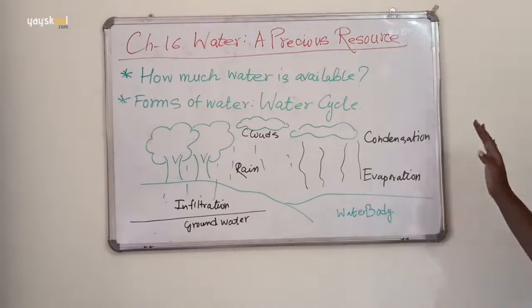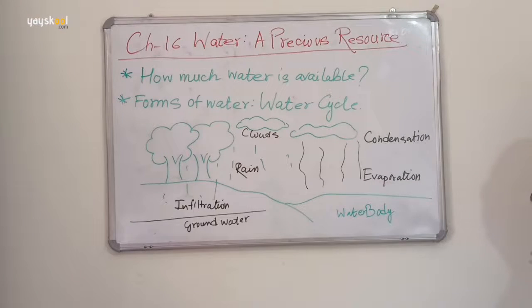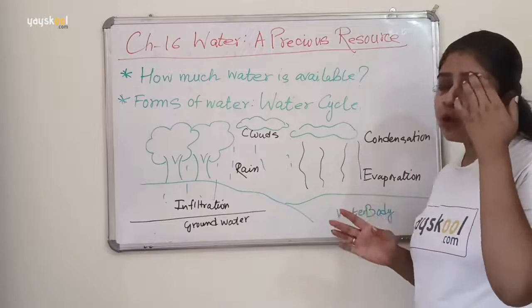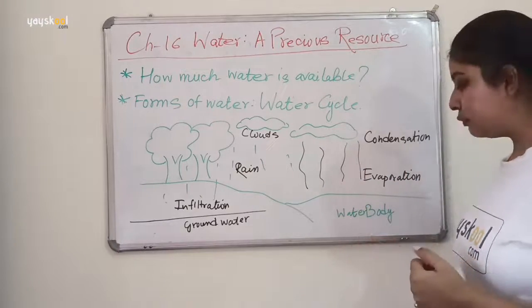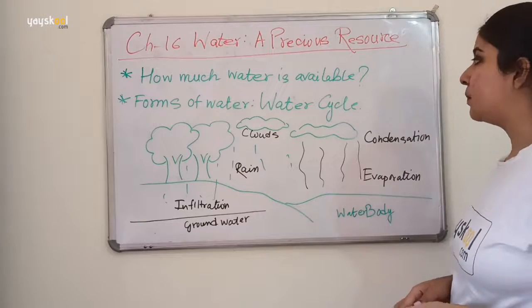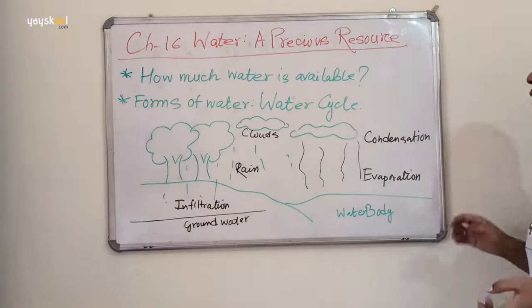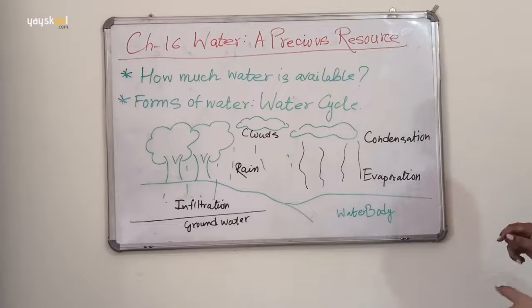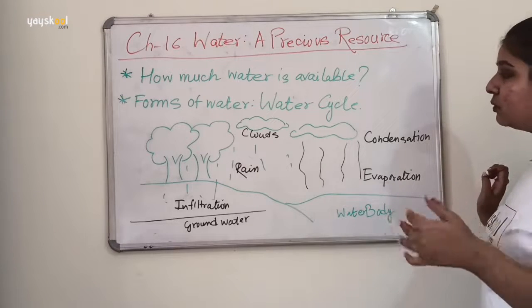Now, why? We have studied water cycles since the junior classes, right? Water can exist in three forms on the earth. What are those three forms? Those three forms are solid, liquid and vapor. And how is the water cycle? The water cycle is a representation of transition of water into its different forms. So what is the water cycle? Let us take a quick recap.